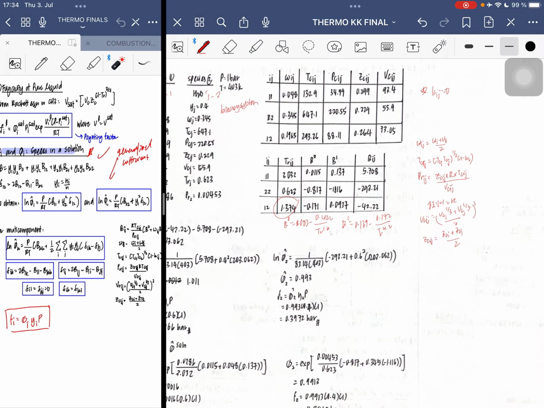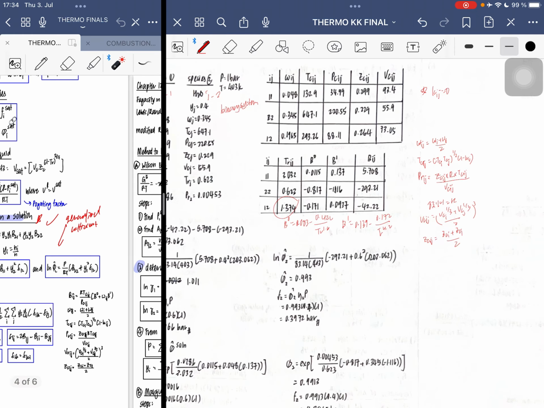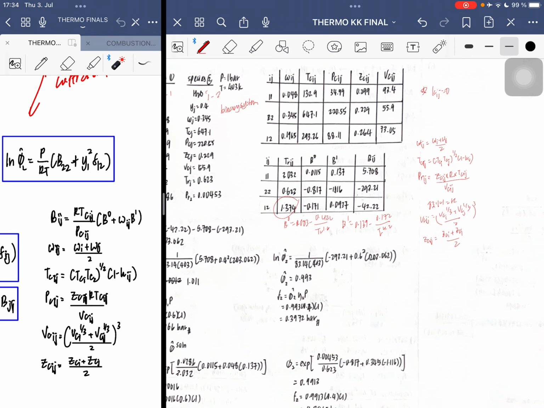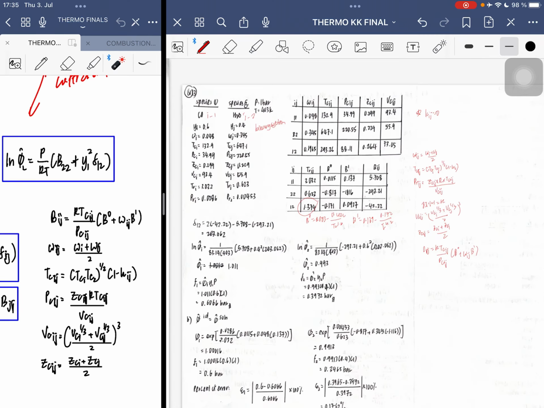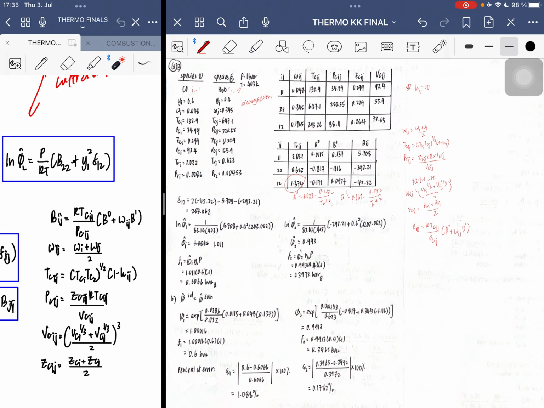But for Bij, there's a formula here where Bij is RTcij over Pcij times (B0 plus ωij B1). For B11, it's RTc11 over Pc11 times (B0 11 plus ω11 B1 11). It's pretty lengthy, but it's easy. It's a very direct calculation, so you just have to familiarize yourself with the formula. And then the next step, after you have found all these values, find the delta 12, and then you can find the fugacity coefficient from this.